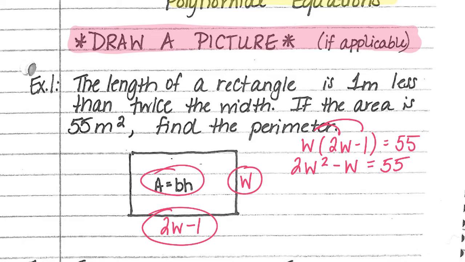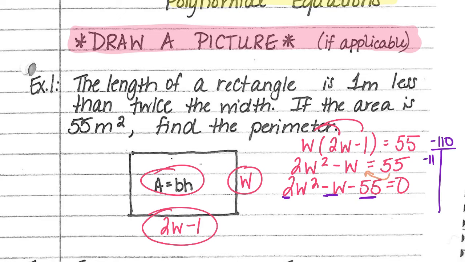Still not equal to 0. I'm going to bring this 55 over by subtracting. 2W squared minus W minus 55 is equal to 0. Well, now I have to go back to the second half of lesson 4.6. 2 times negative 55 is negative 110. And the factors of negative 110 that add up to be negative 1 are negative 11 and positive 10.